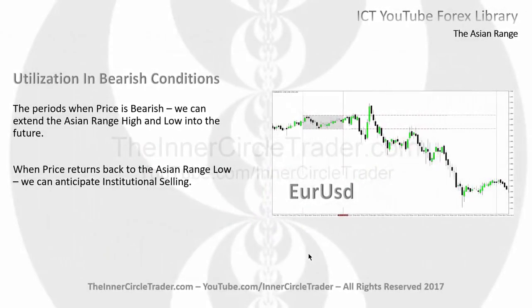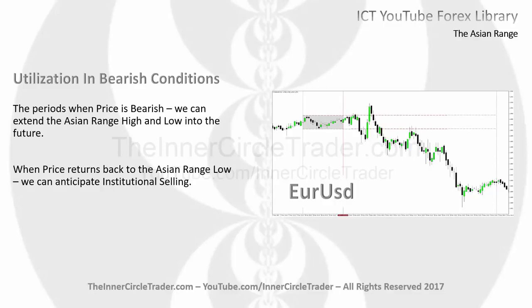All right, so utilization of the Asian range in bearish conditions. Again, like we said, when it's bullish, there's a period that's quiet right before the Frankfurt and London Open. And we would be focusing on that. And when it's in a tight, narrow consolidation, we're going to be looking for some measure of manipulation, if you will, on price action. So what we're going to be doing is waiting for a break in the Asian range low, and then when price trades back up to it, we're going to be anticipating institutional selling.